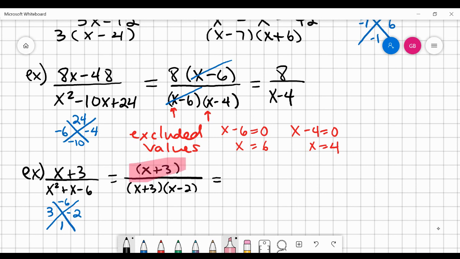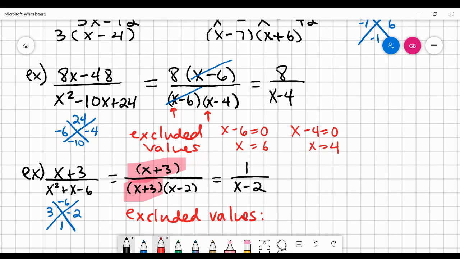So I could simplify these out. Those two go away. So I'm left with 1 over x minus 2. And then for the excluded values, what makes this expression 0? Negative 3 and positive 2. Those would be the excluded values for this one.